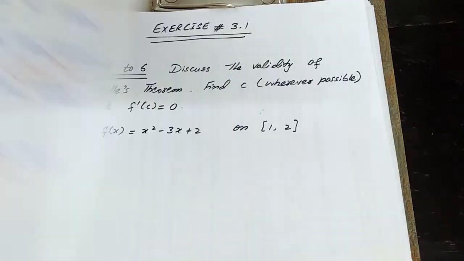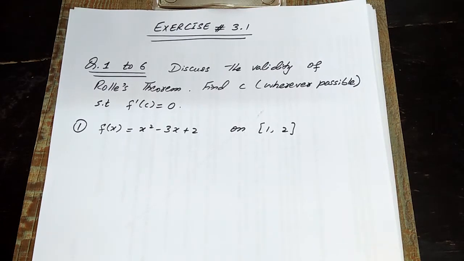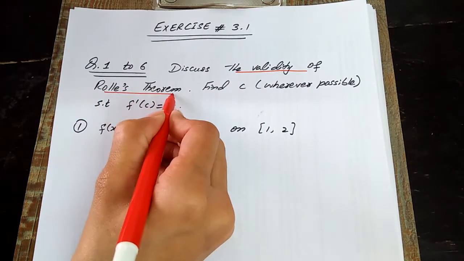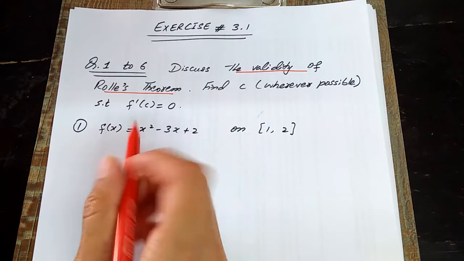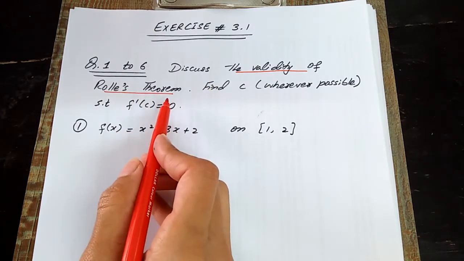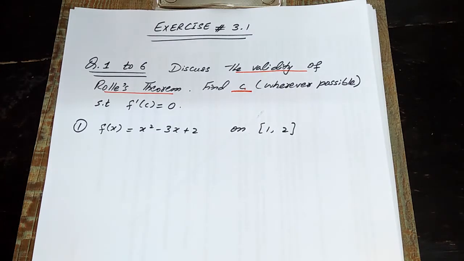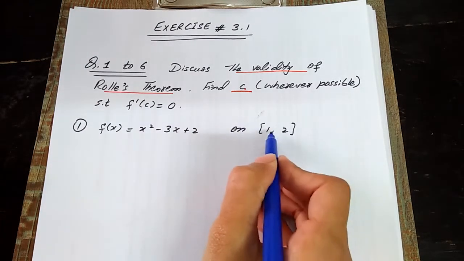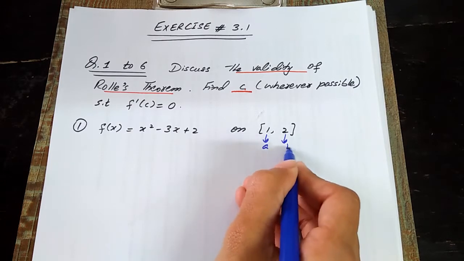So coming back to the questions of exercise set 3.1, discuss the validity of Rolle's theorem. We have to satisfy all the postulates of Rolle's theorem for this question, and if all the postulates are satisfied, then we will find the value of c. Starting from the first question, f of x equals x squared minus 3x plus 2 on the closed interval [1, 2]. This 1 is a and this 2 is our b.